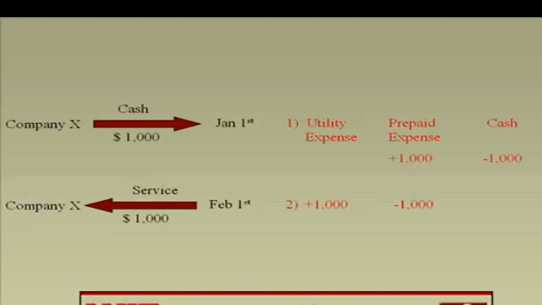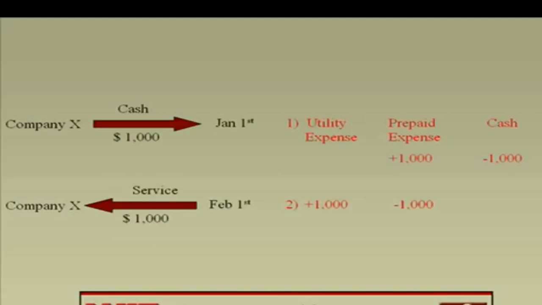Right now, they don't owe you anymore, so prepaid expense is minus 1,000. So the net result is that, overall, cash goes down and an expense is created. The prepaid expense is a temporary account that's treated as an asset until the bill is received, then it gets converted to an expense. I need to repeat that since it's important.